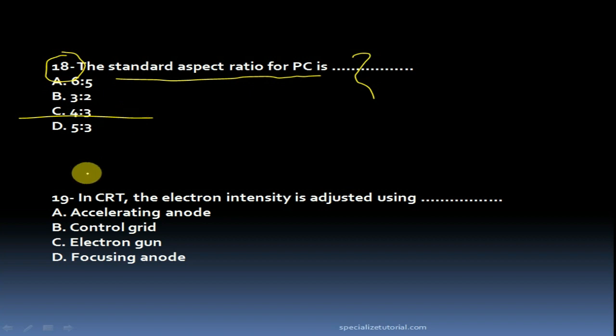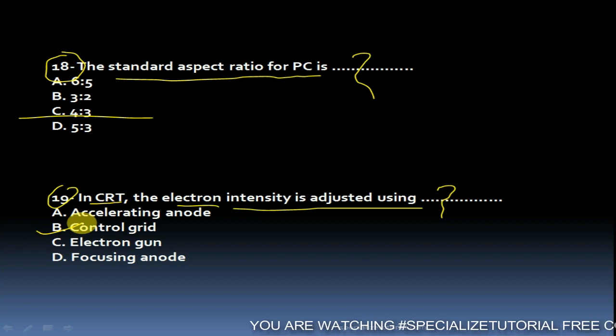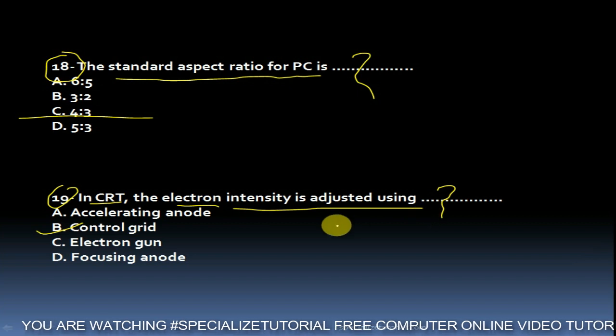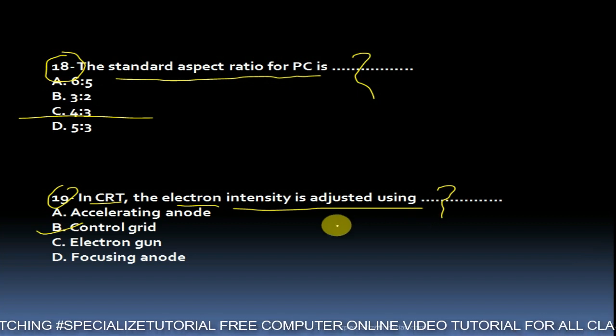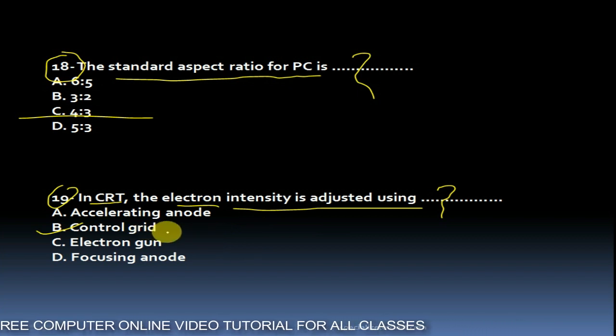Now take the next question. In a CRT cathode ray tube, the electron intensity is adjusted using what? Accelerating anode, control grid, electron gun or focusing anode. So basically it is the control grid. In a CRT the electron intensity is adjusted using the control grid. So now the question is, what is the control grid and how does it work?